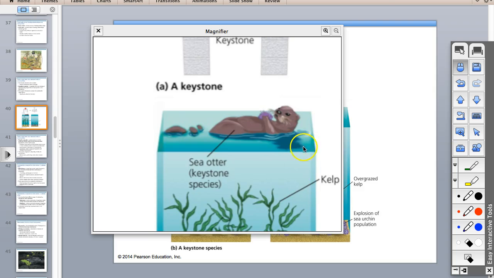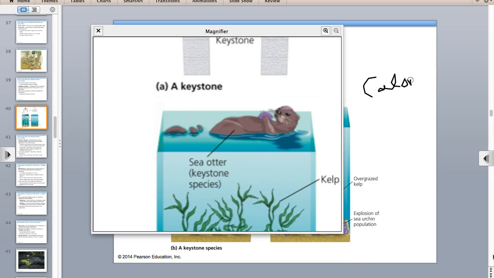So anyway, the sea otters, they live off the coast of, I'm gonna write that. They live off the coast of California and Oregon. California and Oregon coast.